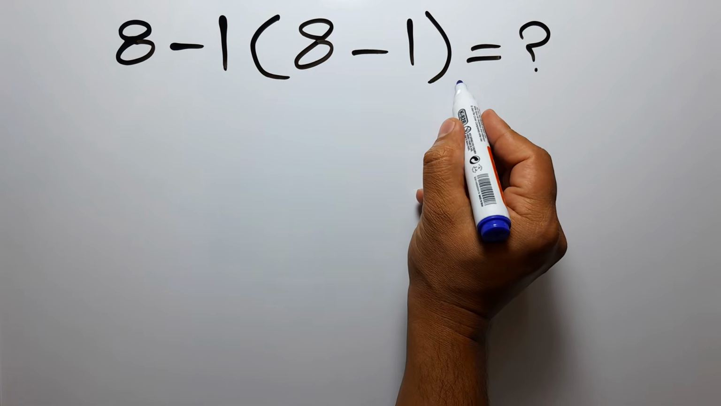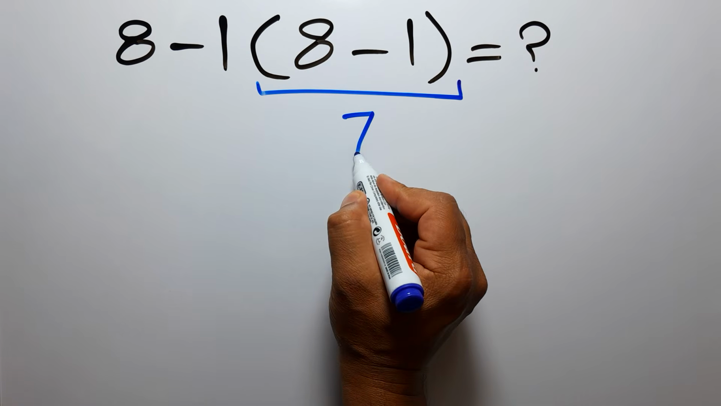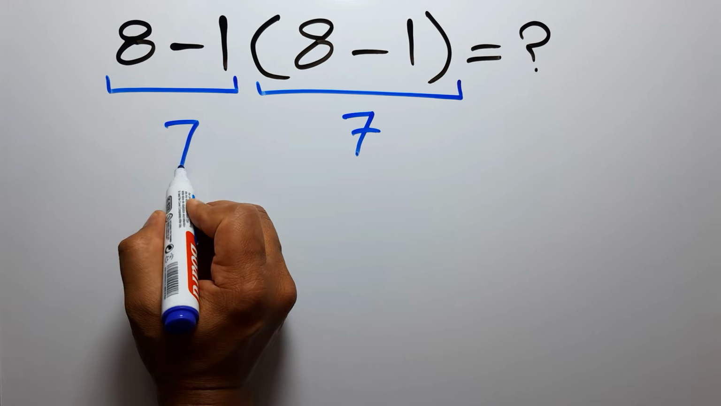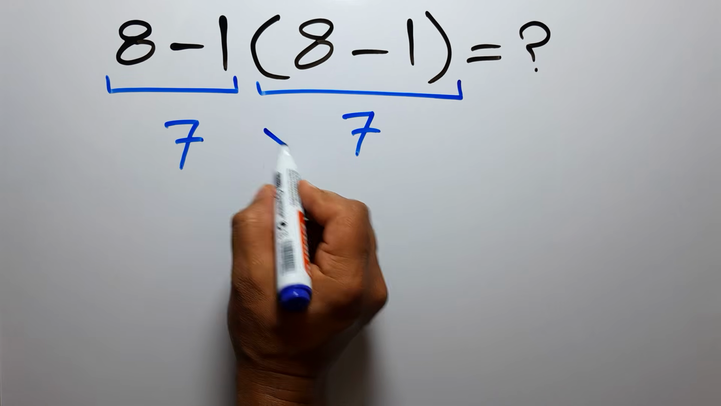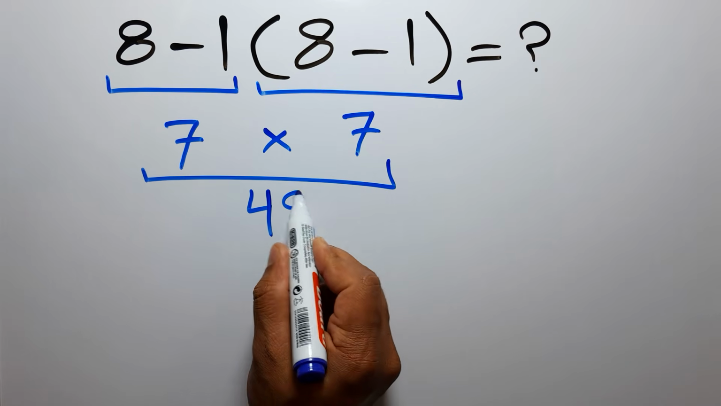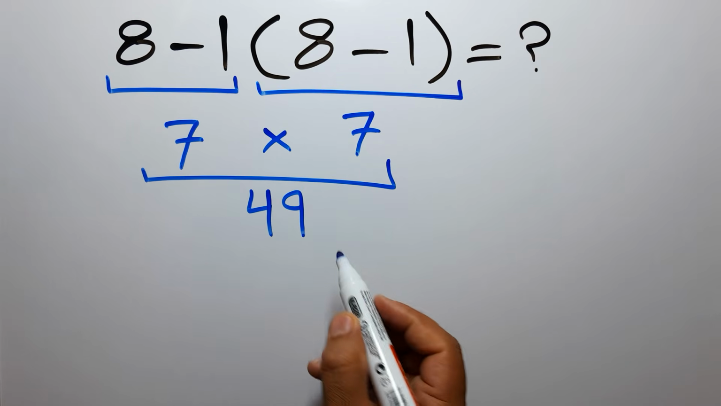8 minus 1 gives us 7. And again here we have 8 minus 1. So 7 times 7 gives us 49. But this answer is not correct.